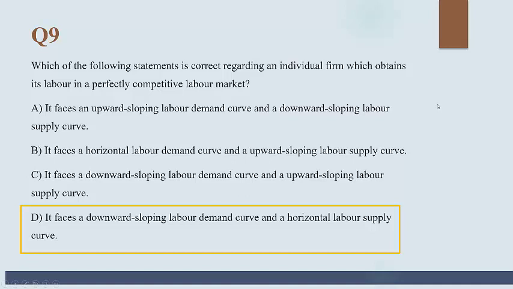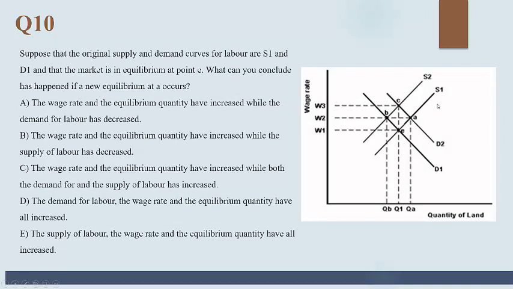Okay, so last question. Question 10. Suppose the original supply and demand curves for labor are S1 and D1. So this is S1 and D1. Okay, this would be point E. Now it's saying, what can you conclude has happened if a new equilibrium at point A occurs? So now we're at point A.